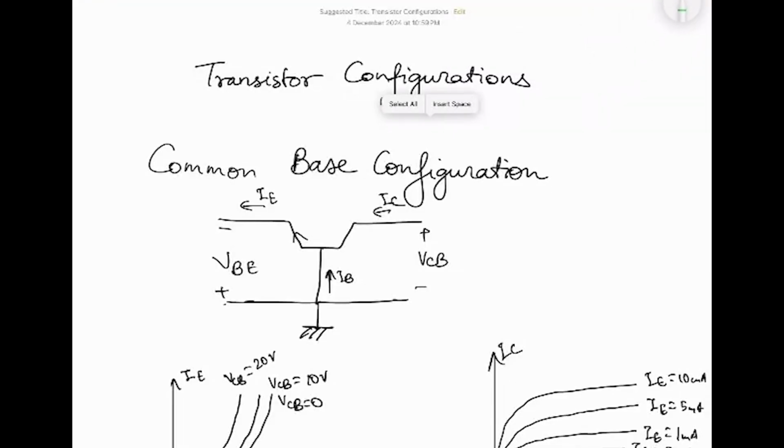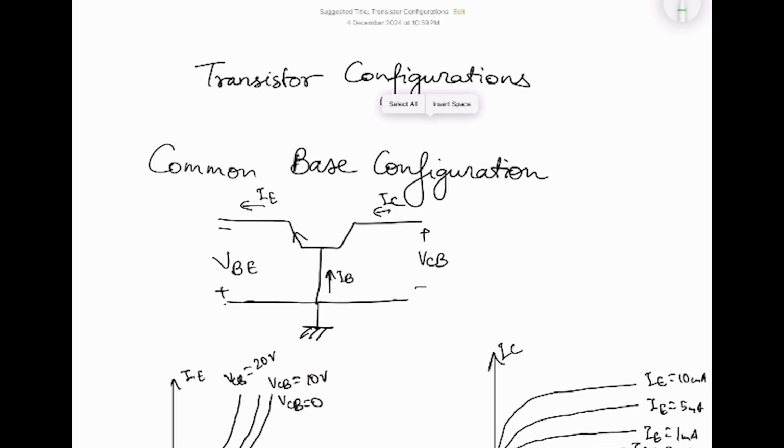Today I am going to discuss transistor configurations, the three different types of transistor configurations. Okay, so we will dive into the three fundamental transistor configurations: common base, common emitter, and common collector. We will explore the unique characteristics and visualize their input and output characteristics on graph.